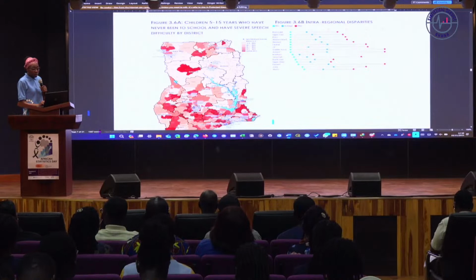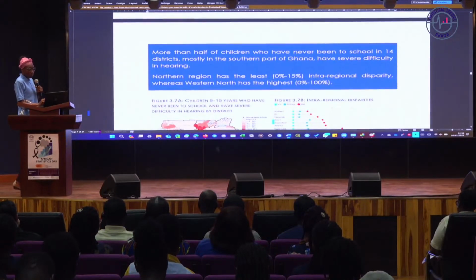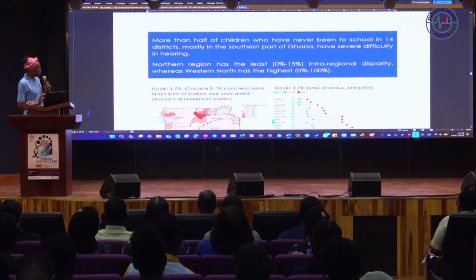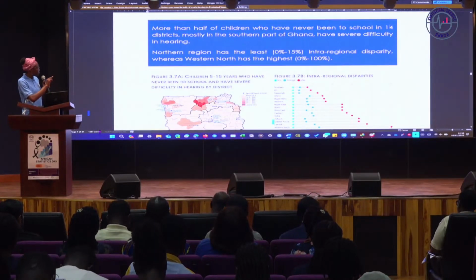Yes. So this is for speech. We can move on to the next one, which is hearing. We can see that out of all the children with difficulty who have never been to school, in 14 districts, we have more than half of them having hearing difficulty. All right? 14 districts across the country.